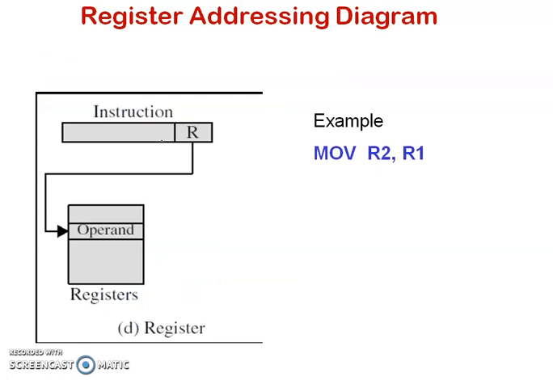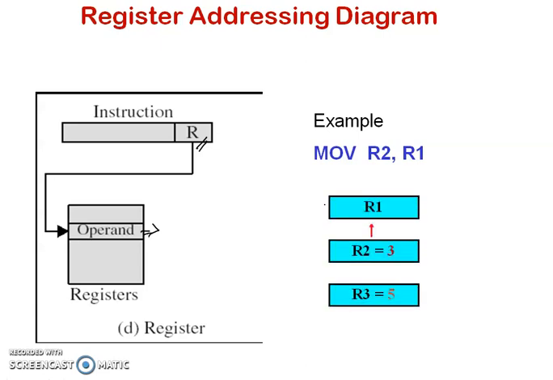A register addressing mode example: in the instruction you have the name of the register, and inside that register you have the operand value. For example, move R2, R1. If you have registers like R1, R2, R3 with their own values in R2 and R3, then according to the instruction here, the R2 value will be copied to R1.